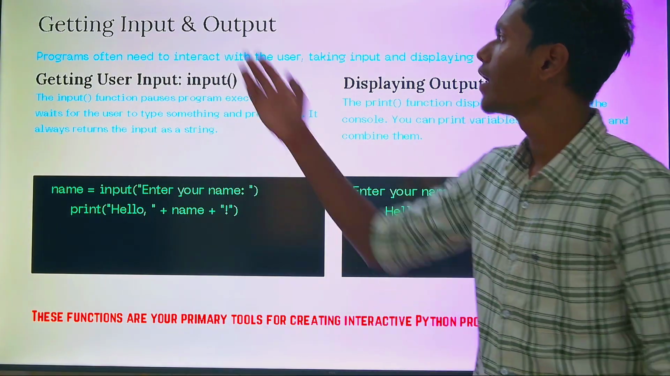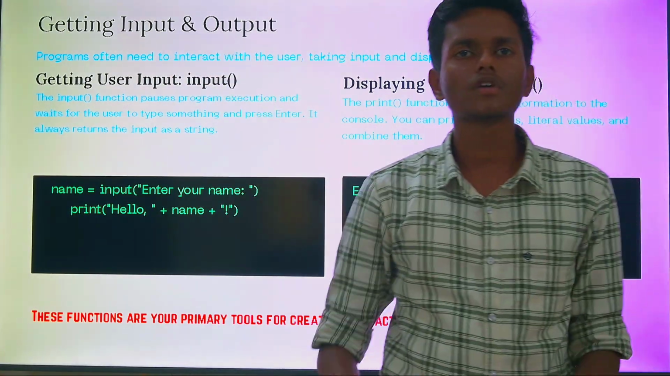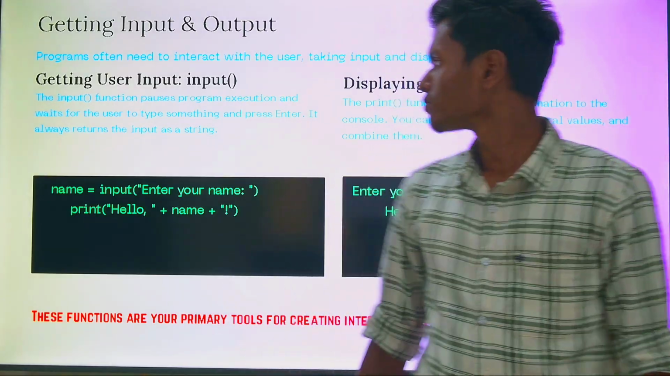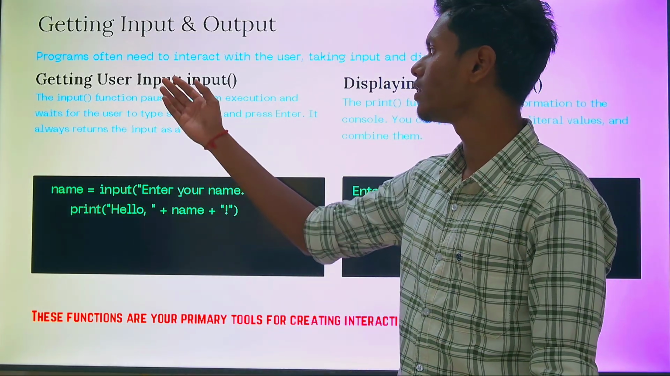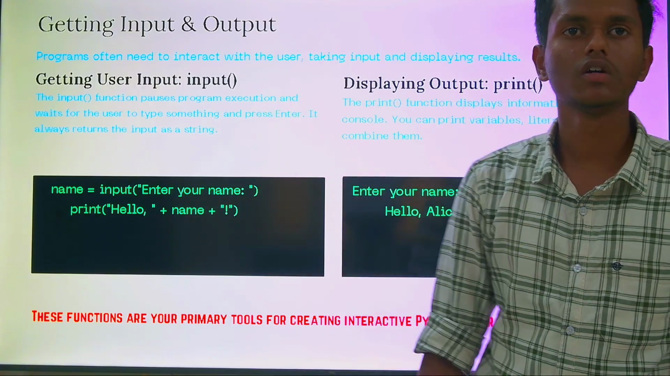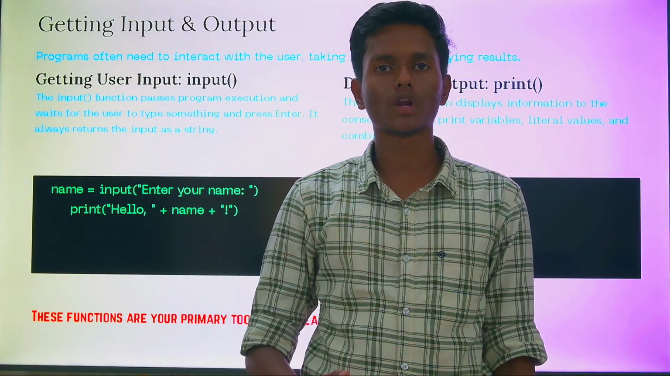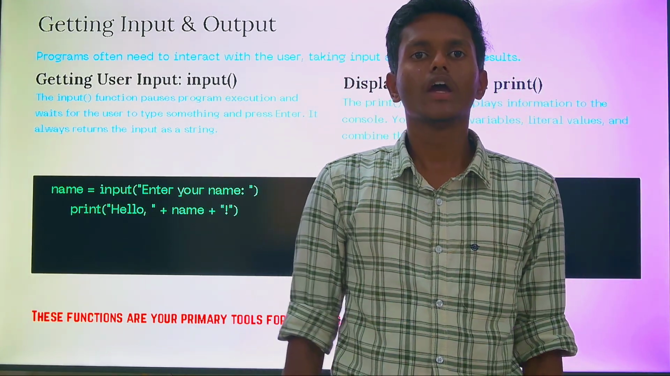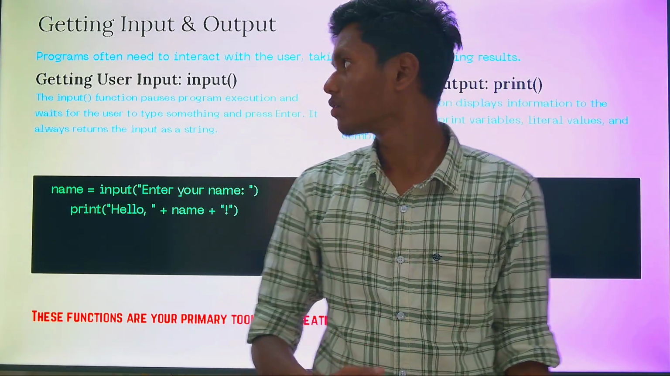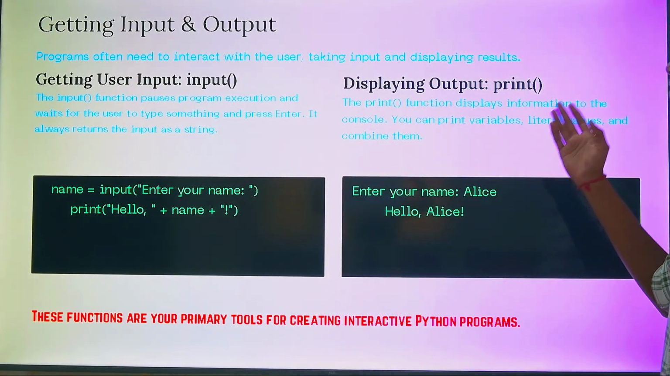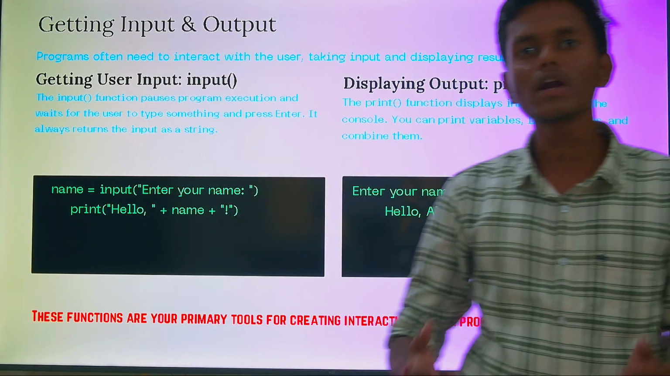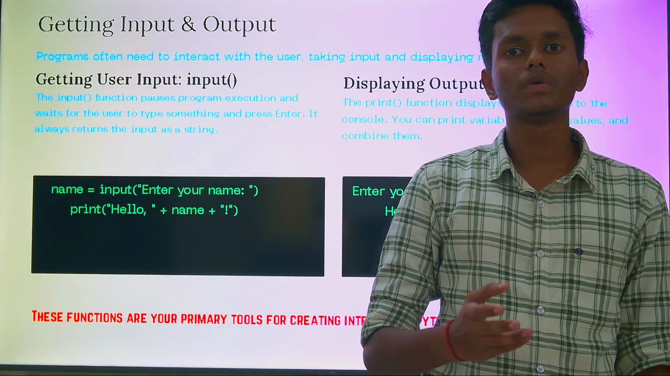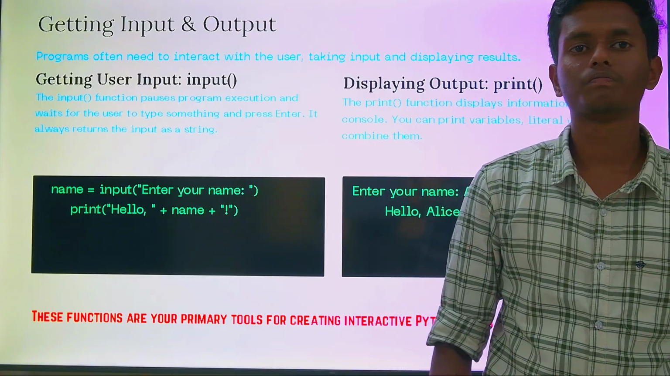So next we will see about getting input and output. Programs often interact with the user, taking input and displaying results. We will see how to get user input by the input function. The input function pauses the program execution and waits for the user to type something and press enter. It always returns the input as a string. Then displaying the output by the print function. The print function displays information to the console. You can print variables, literal values and combine them.